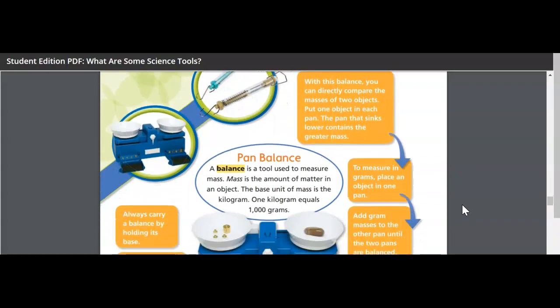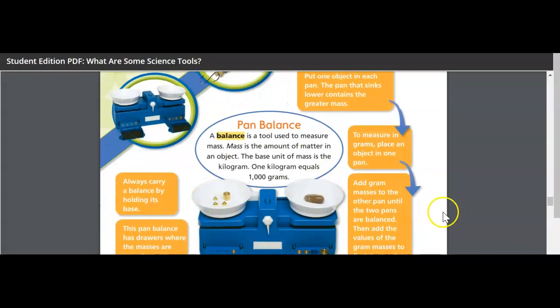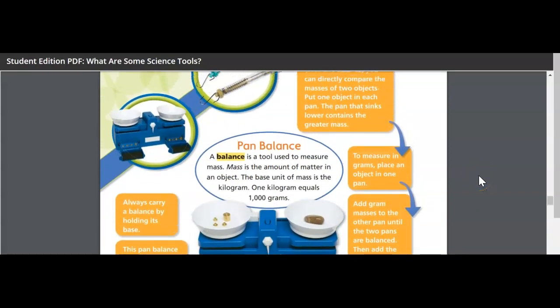So pan balance. You guys might have seen these. It looks like a scale, right? A pan balance is a tool used to measure mass. Mass is the amount of matter in an object, right? So the base unit of mass is the kilogram. 1 kilogram equals 1,000 grams.